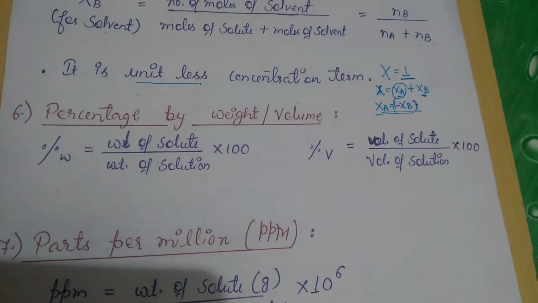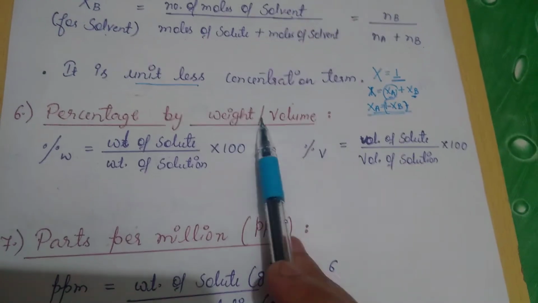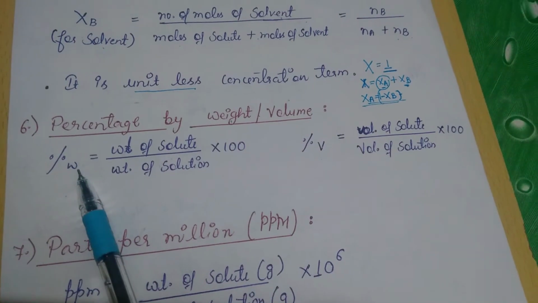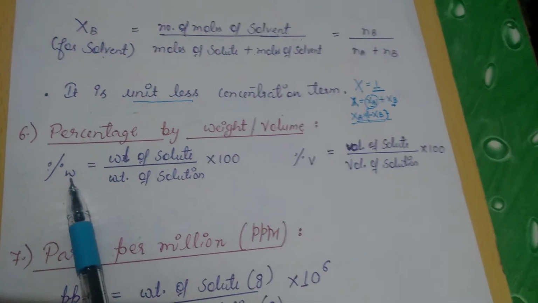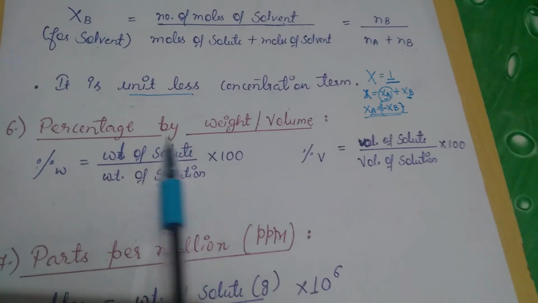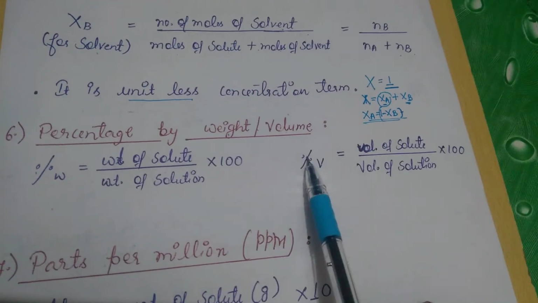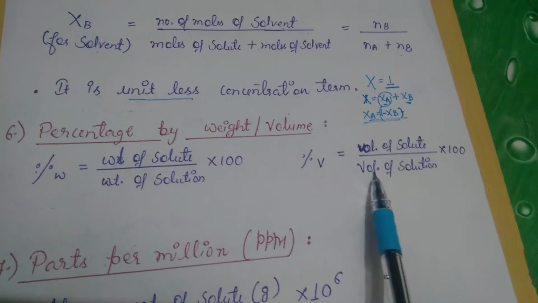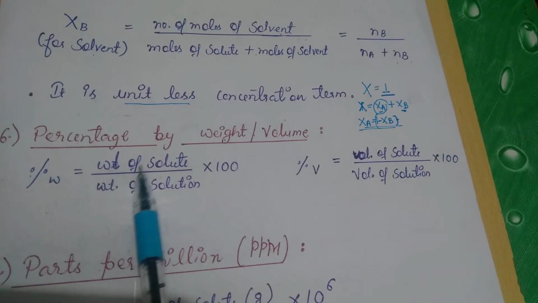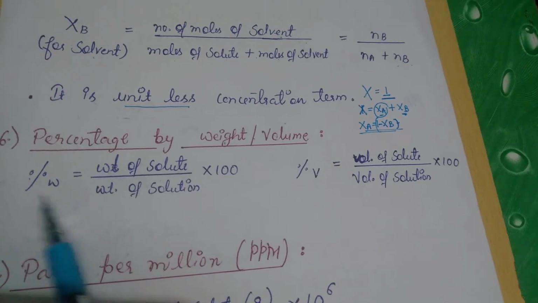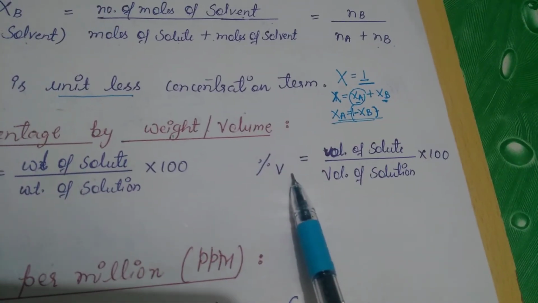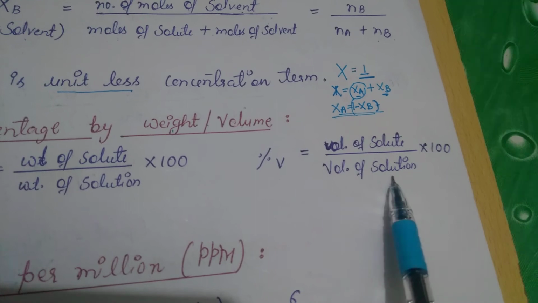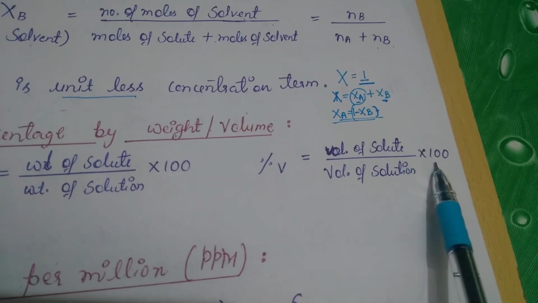Next comes another concentration term, that is percentage by weight or volume. So we have two dimensions for this. First is percentage by weight and second is percentage by volume. First we will take percentage by weight. In this we have to take out the concentration in terms of weight, and in percentage by volume we have to take concentration in terms of volume. So here simply it will be weight of solute upon weight of solution. Since it is a percentage, it means multiplied by 100. Percentage by volume is volume of solute upon volume of solution, and we multiply by 100 over here.